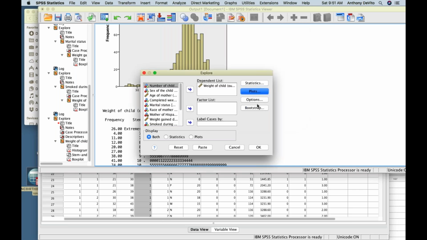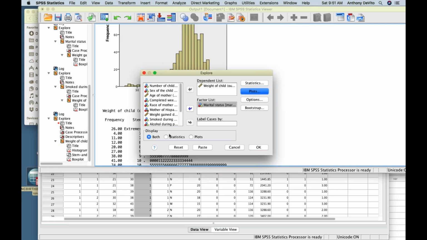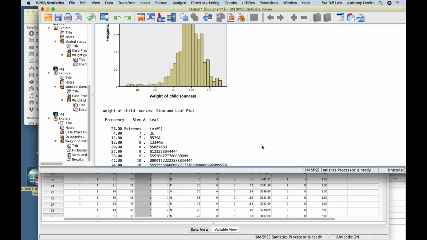It didn't do it. Maybe because Explore wants me to put in another value so I can break it up into groups. So if I want to separate this and produce graphics for the weight of the child based on marital status, it'll break it up into different groups for me. Histograms chosen, and I got both chosen. Let's give this a try here.